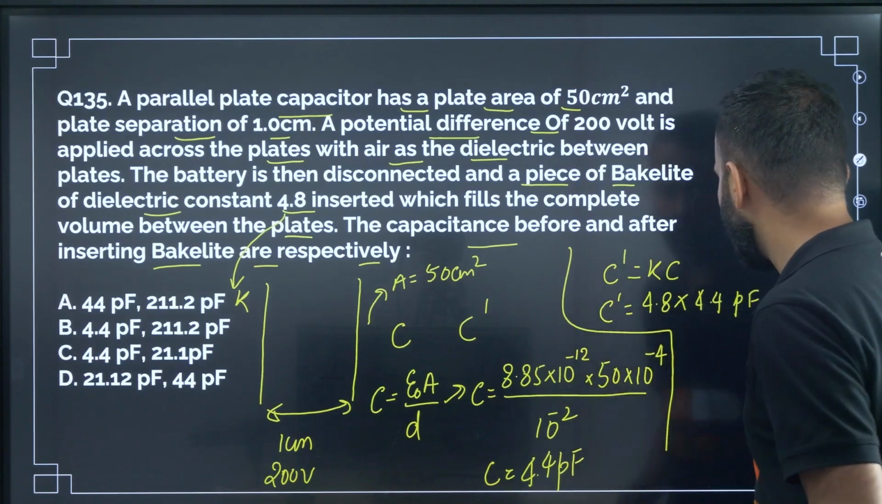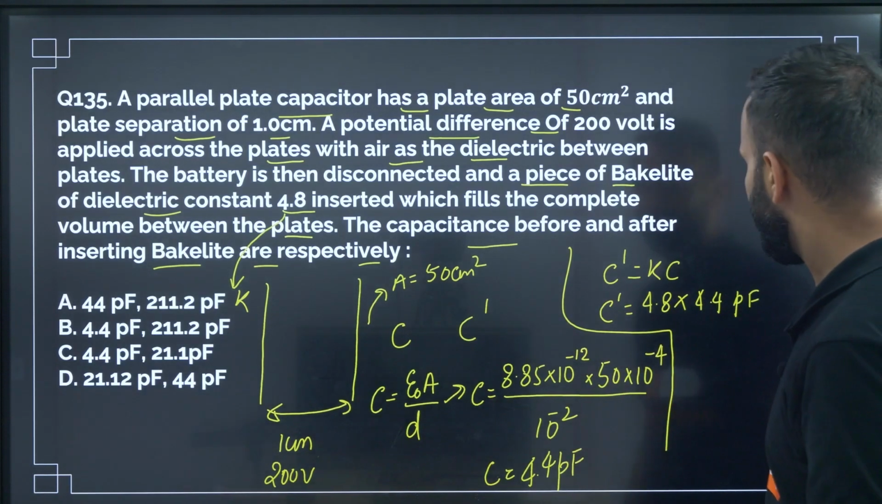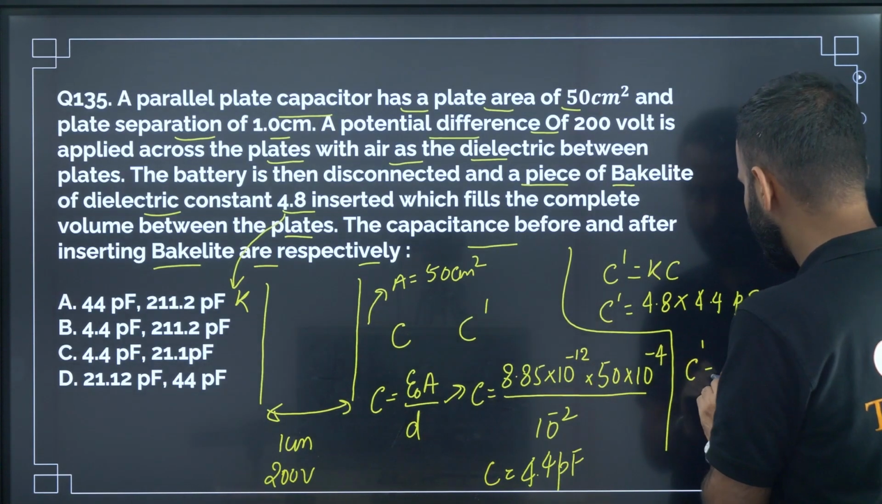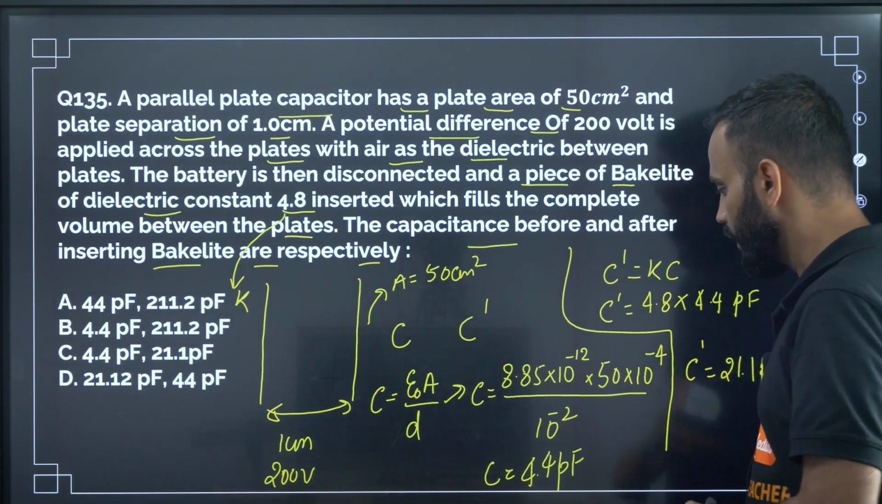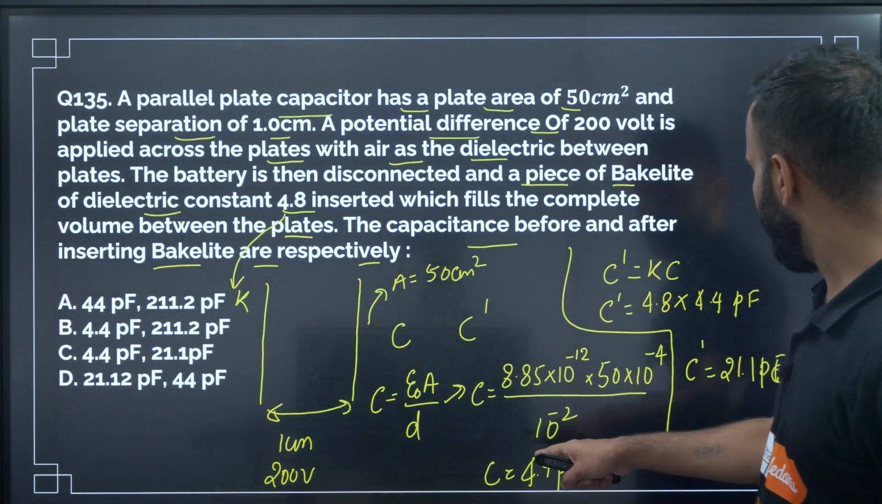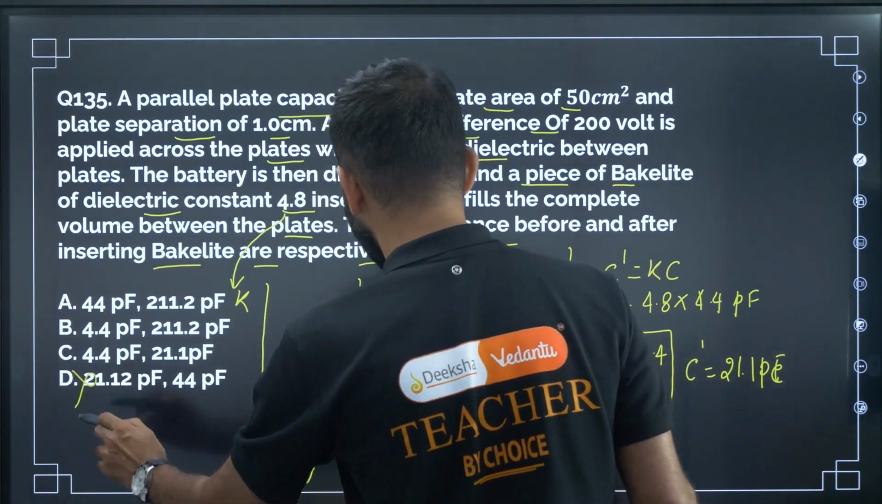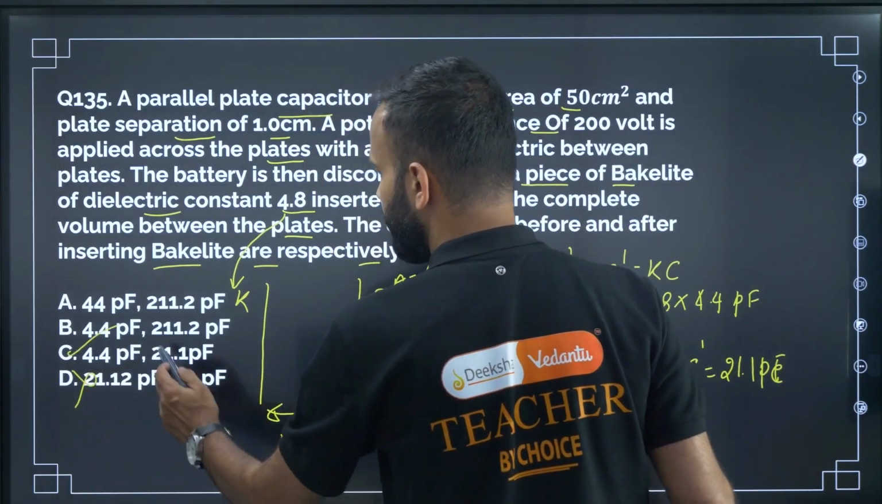So now what is 4.8 into 4.4? 4.8 into 4.4 is 21.1, right? So C dash is equal to 21.1 picofarad. Now here the value of C is 4.4 picofarad, so option D is eliminated. The value of C dash is 21.1 picofarad, so the correct option is C.